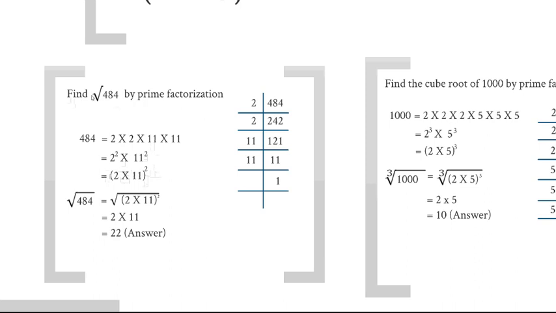But the question wants to find the square root of 484, not 484. Find the square root of 484 by prime factorization. So what I do is, this is 484 here on the left hand side of the equation. So I put a square root sign over the 484. But I must also put a square root over the right hand side of the equation so that the two balance.